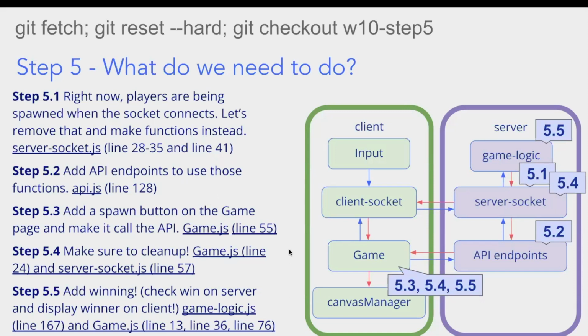And then 5.4 and 5.5 are sort of the most important steps in this step. In 5.4, we're going to actually clean up after a socket disconnects and after a player leaves the page. And in 5.5, we're going to add a win condition on the server and display the winner on the client. So actually, 5.5 is a bit less important than 5.4. 5.4 is mostly what we want you to take away from this step. The fact that you have to clean up after a user exits the website.